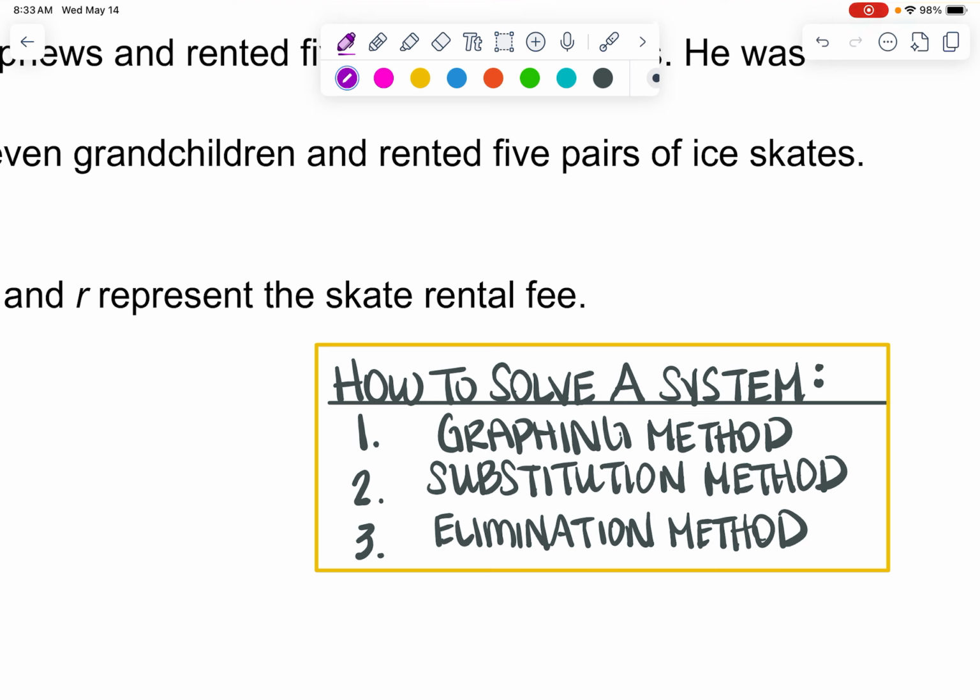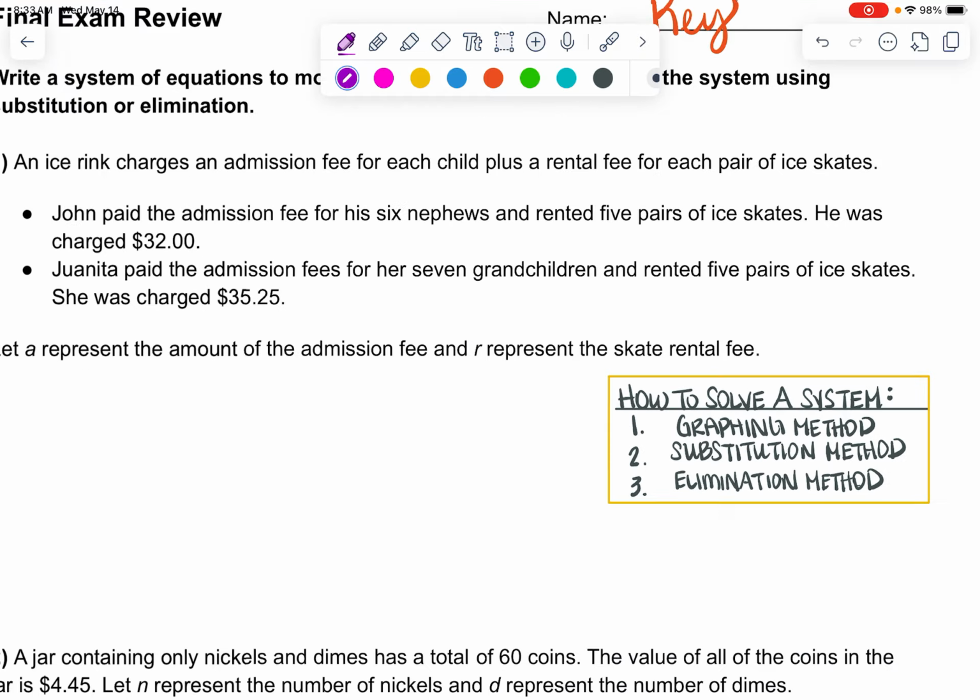The substitution method is when one of your equations says x equals or y equals, so you can just substitute that expression into the other equation. And then the elimination method is when all of your like terms are aligned and you want to eliminate either the x's or the y's to solve for the other variable. I'm going to try to do one of each of those with these questions just to kind of refresh your memory. Okay, so here we go.